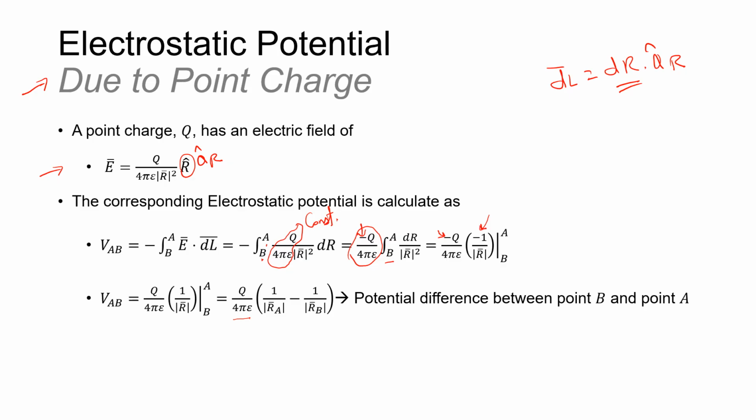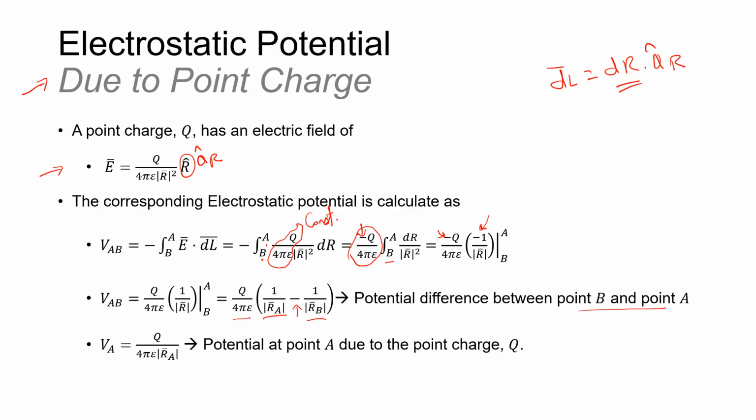Then substitute by A, you will have 1 over RA minus 1 over RB, which is simply the potential difference between B and A. If you want to just calculate the potential due to a single point, you can assume that the other point lies at infinity, meaning its R is very big. Then 1 over infinity is nothing but 0. Then you can claim that V at a point is nothing but Q over 4 pi epsilon RA.